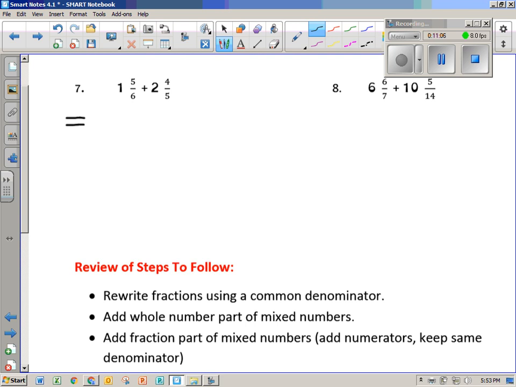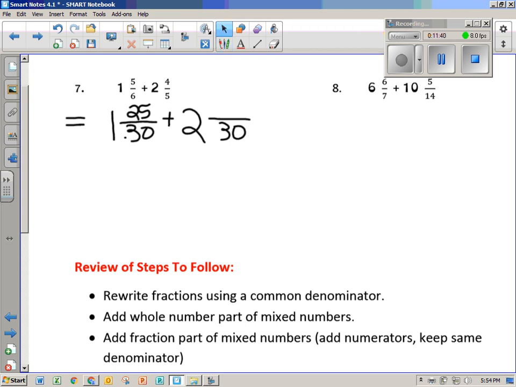I don't have the same denominator, so I've got 1 and something plus 2 and something. 6 and 5 have no common factors other than 1, so I have to multiply them together to get their least common multiple. So it's 30. I won't write it out, but 6 times 5 is 30. So I have to multiply the 5 on top by 5. So that's 25.